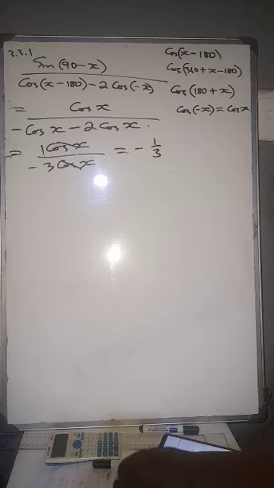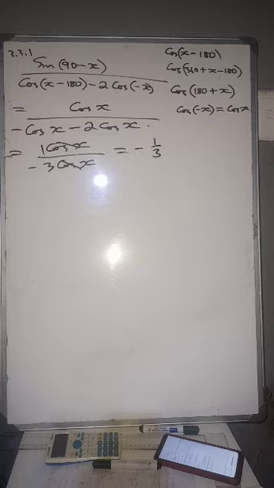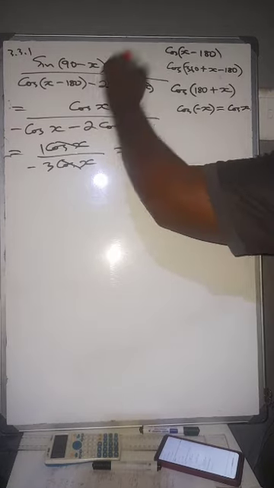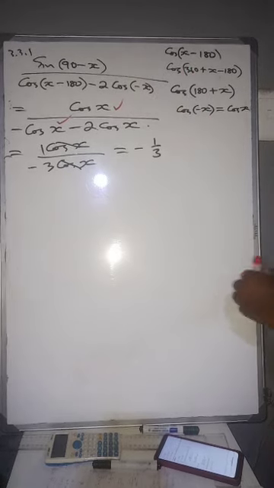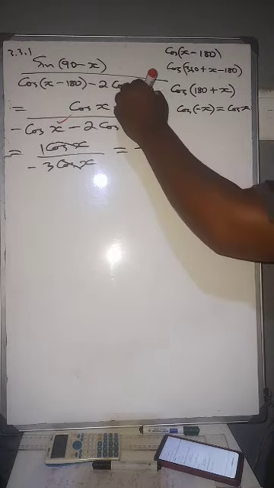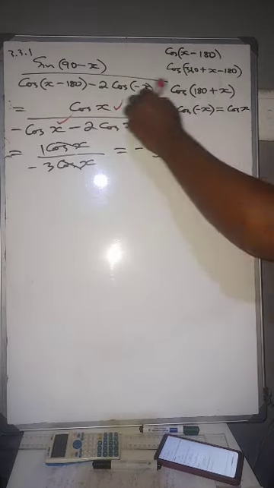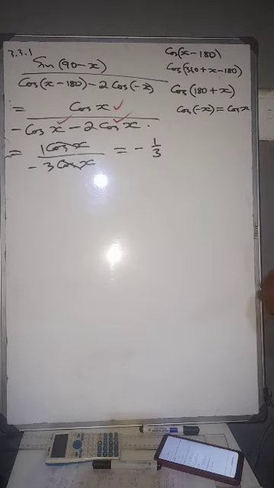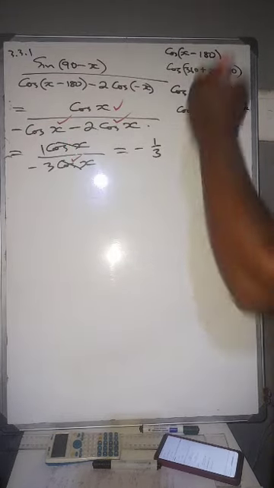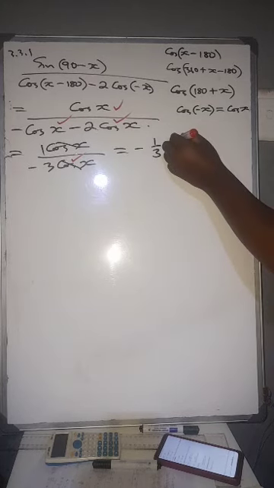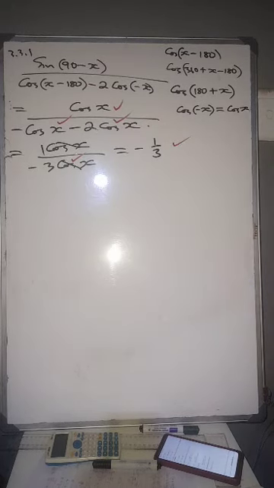This is 5 marks for this thing. Where are the 5 marks coming from? Let's see. 1 mark for this, and then 1 mark for this negative cos x, and then 1 mark for negative 2 cos x, and then 1 mark for 3 cos x, and then the last mark for this one.